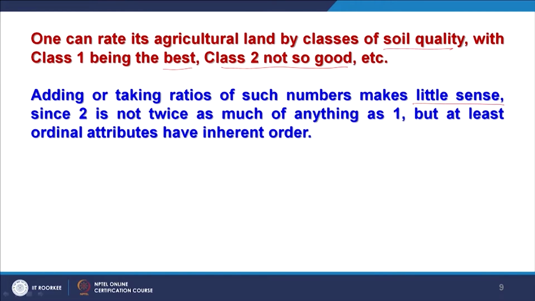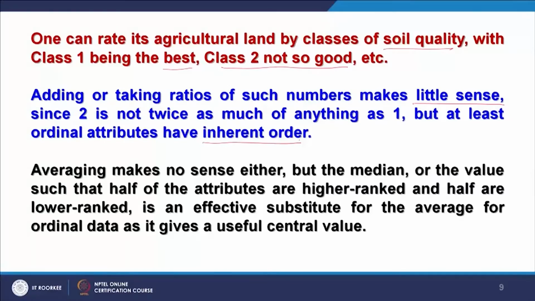So in my attribute table I may have a heading, or field name, called class, and I may have values 1, 2, 3, 4. But if I perform arithmetic operations, again it will not have any meaning, though it has an inherent order. And again averaging makes no sense, but other statistical analysis like the median, or values such that half of the attributes are of higher rank or half are of lower rank, may have some meaning. But generally, if the data is ordinal or has ranks, arithmetic operations with such attribute data are not performed.